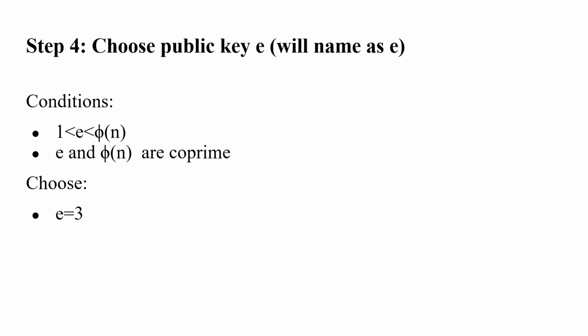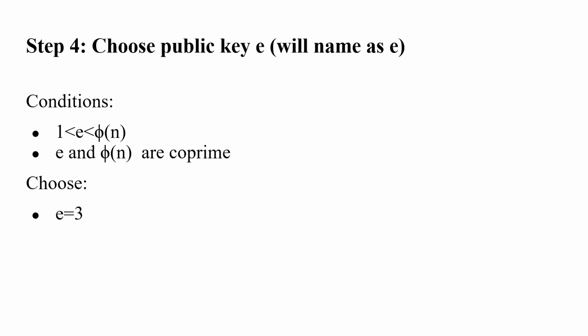Next one is to choose a public key. Now I'm ready to find the value for the public key. It's very simple. If I want to get a public key E, I have to satisfy two conditions. The first condition: we are selecting a number for the public key, E, which stands for encryption. Don't get confused. The first condition is that it should be greater than 1 and less than phi of n. Just now we found the value of phi of n, which is 20.